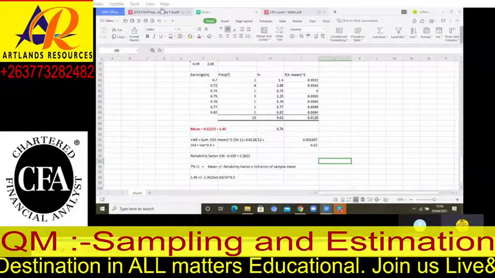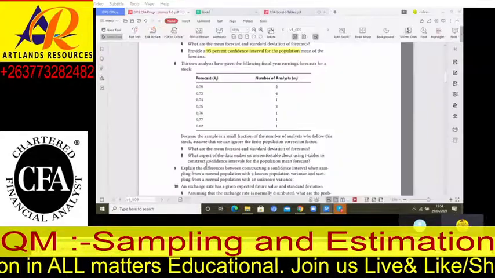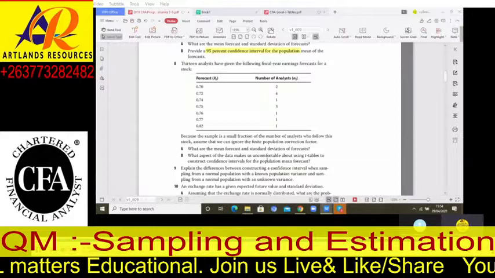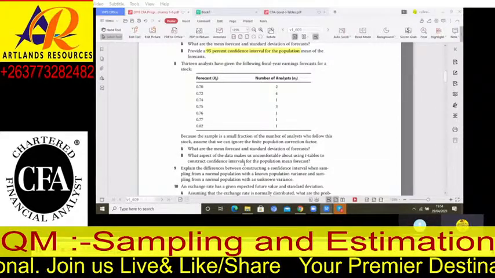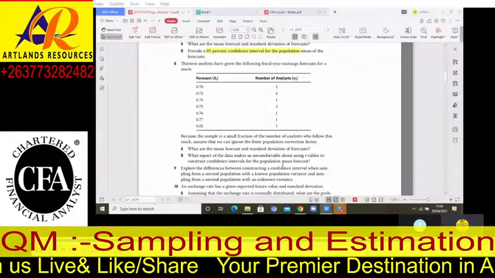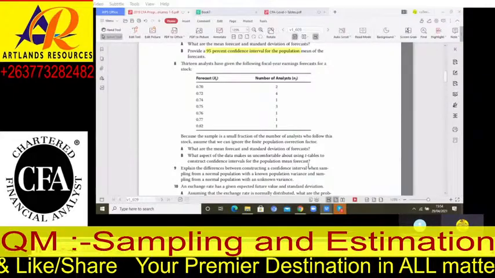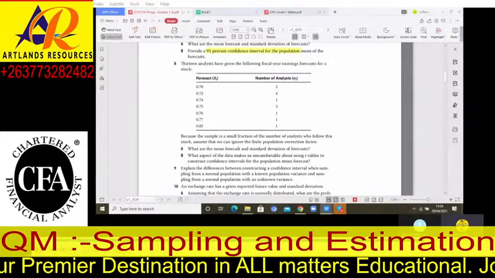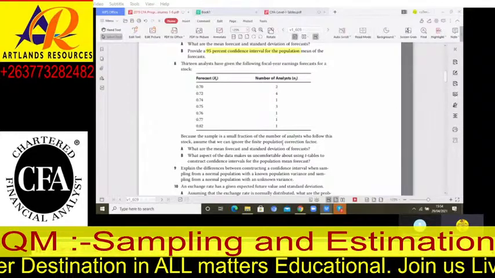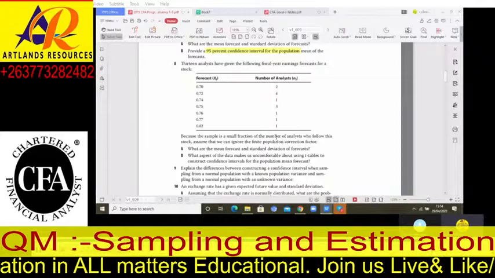And now the other question says, what aspect of the data makes us uncomfortable about using t-tables to construct confidence intervals for the population mean forecast? In what way? They are saying, what really can cause us not to use t-tables?